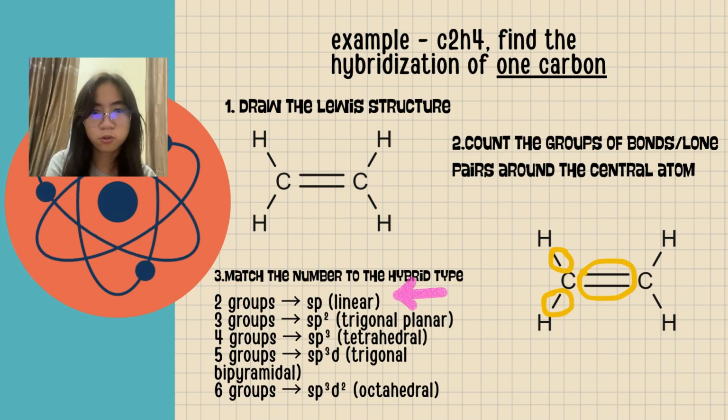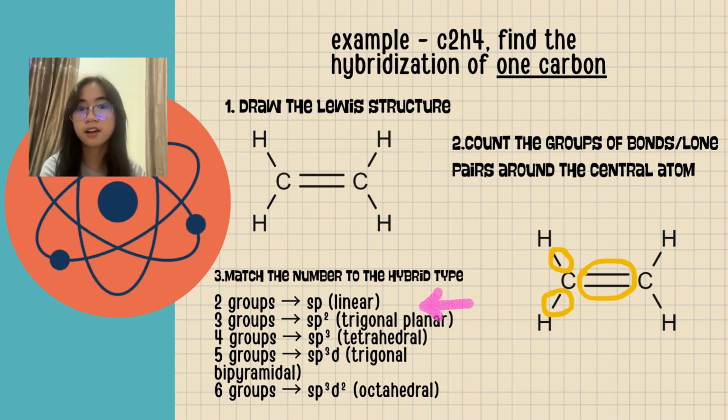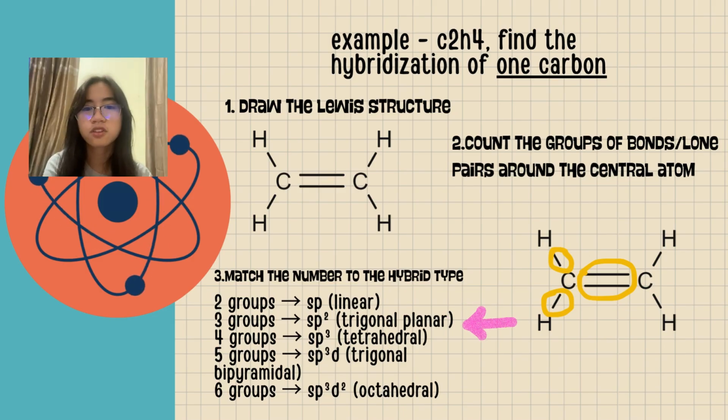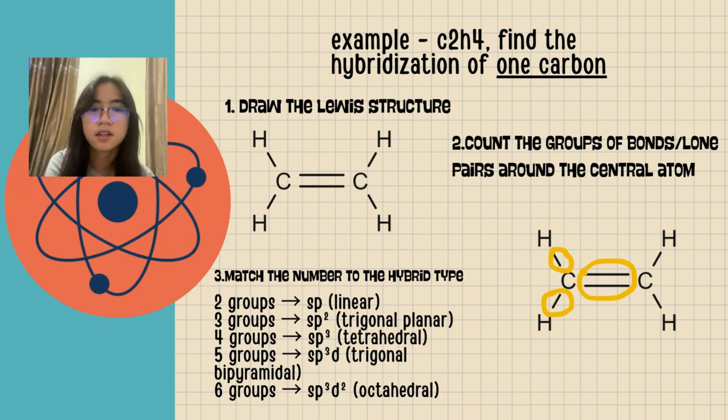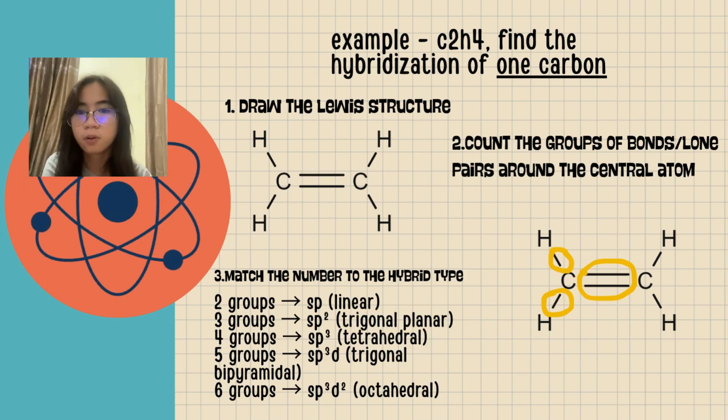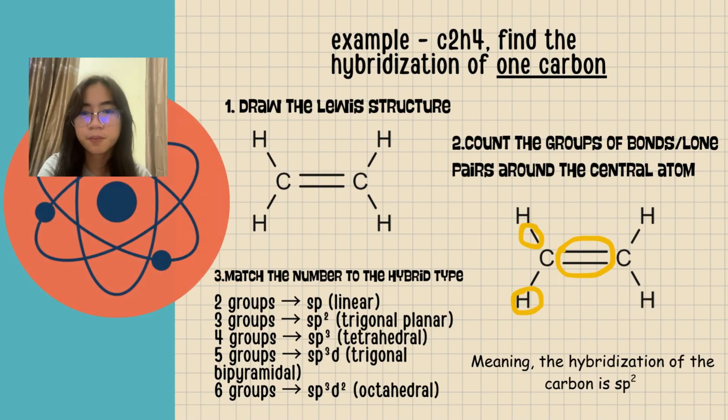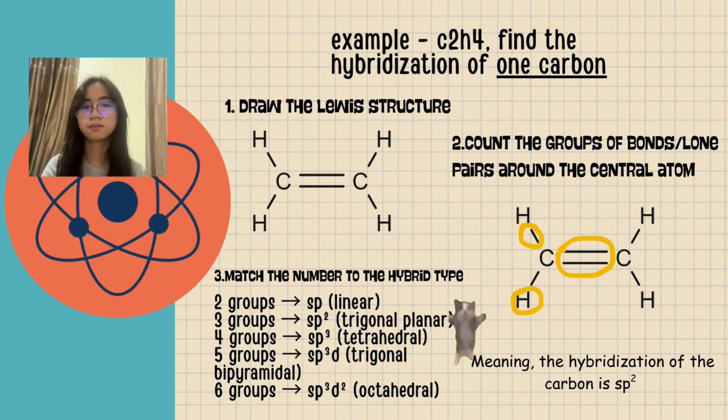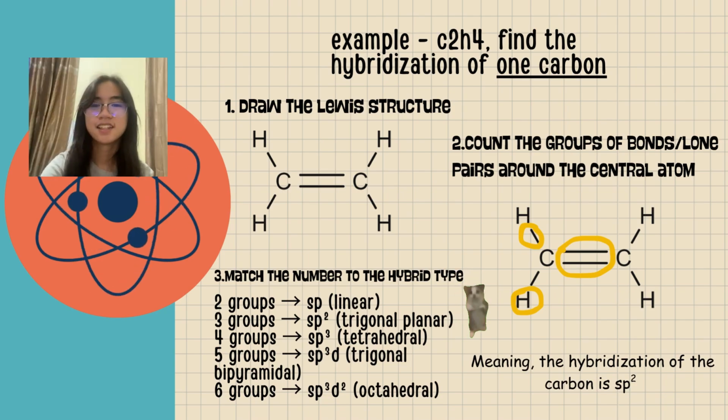We have 2 groups, that's sp, linear, and oh look, 3 groups, sp2, trigonal planar. Since it has 3 groups of bonds, let's match it: sp2, trigonal planar, which basically means the hybridization of the carbon is sp2. And that's basically it.